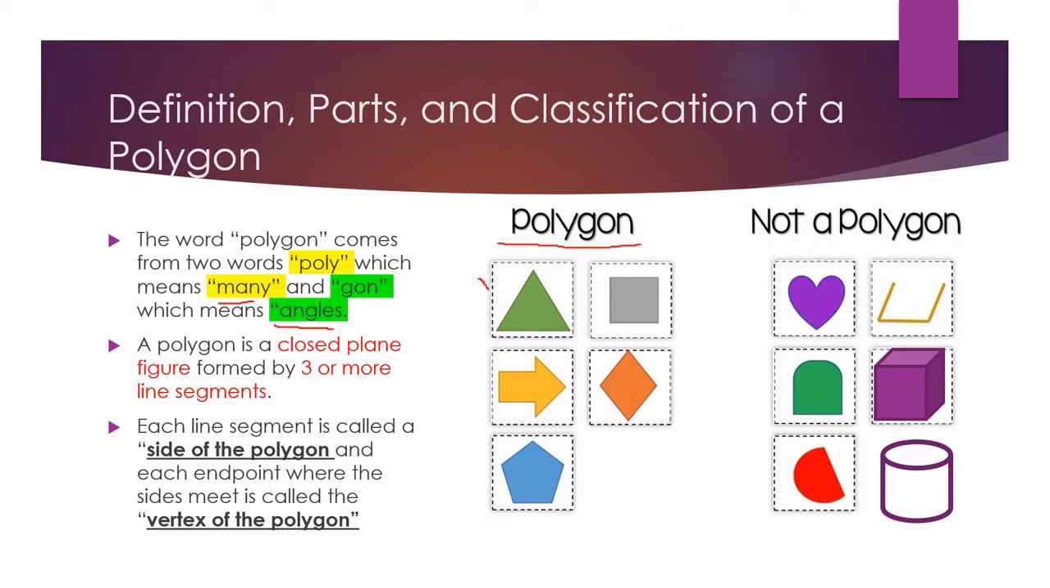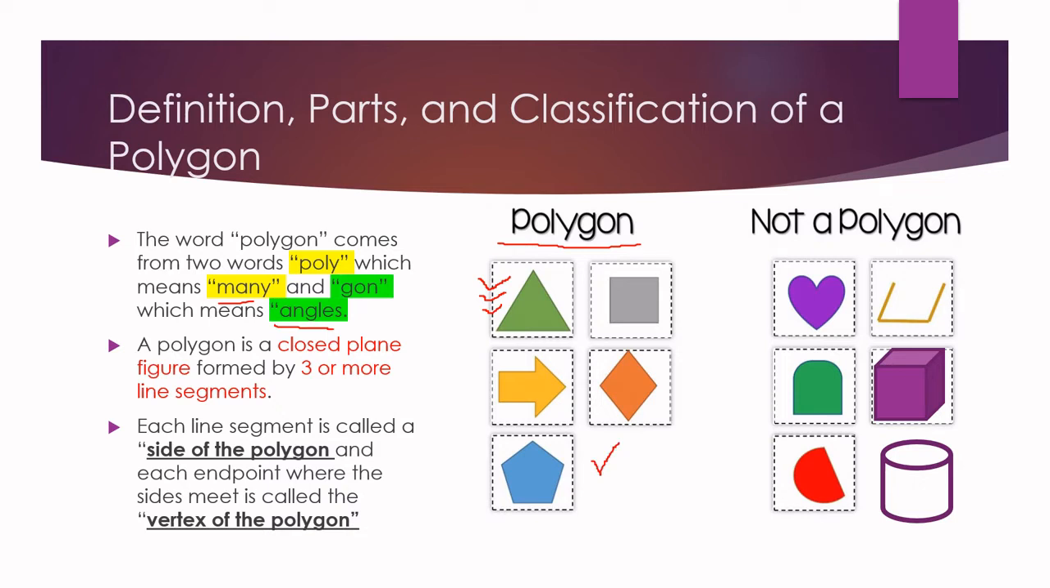It must be a closed figure. It must be a plane figure, meaning it must be a flat surface, ibig sabihin two-dimensional, and it must be formed by three or more line segments. So all of these shapes have the characteristics of polygons.